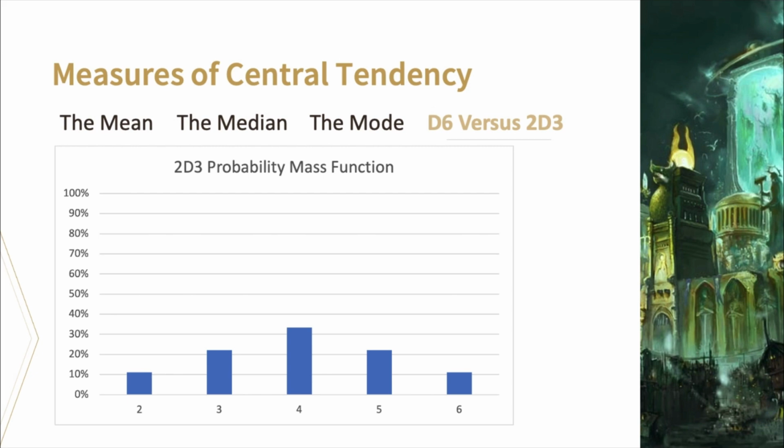Let's start with the mode, as that's the easiest to just see from inspecting the graph. All we need to do is find the tallest single bar for a given number, and that's our mode. Thus, the 4 is the single most likely result to get from a 2d3 roll, right? Well, how about the median?